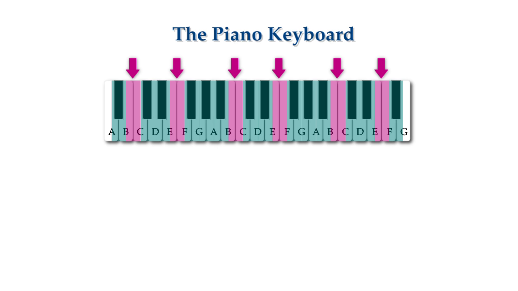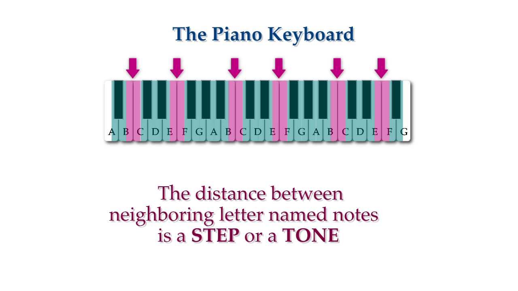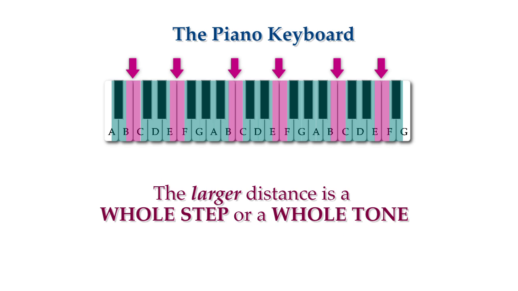Now notice the pattern of black keys in groups of 2s and 3s. This pattern helps us to find our place on our visual graph of pitch space. The distance between any two neighboring letter-named notes is a step or a tone. The larger distance, say between the notes A and B, is a whole step or a whole tone.